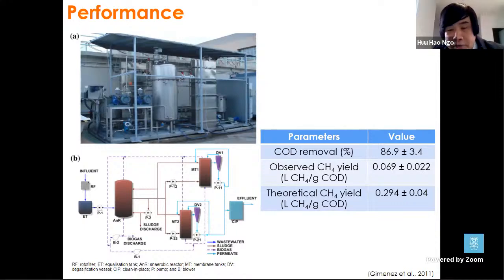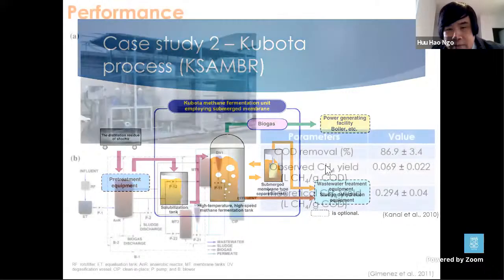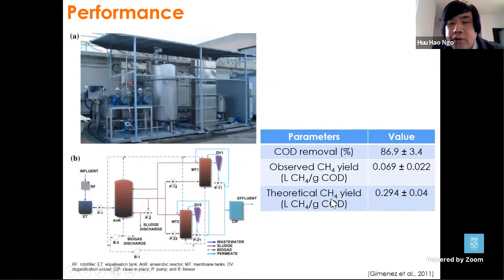The theoretical methane yield is 0.294, and this one is only 0.069. It's too far away from the theoretical value. So that is not a successful case study.